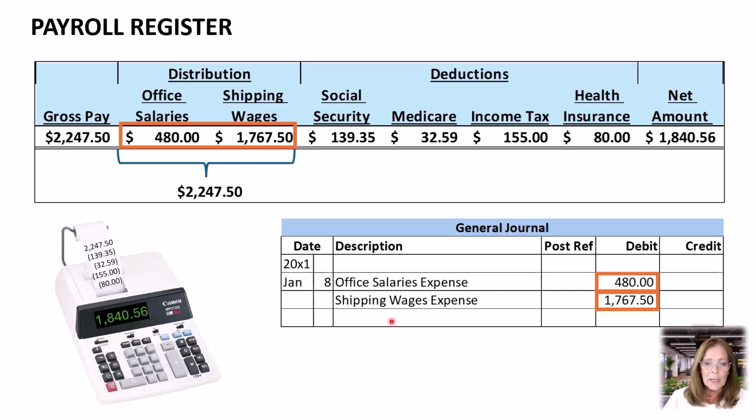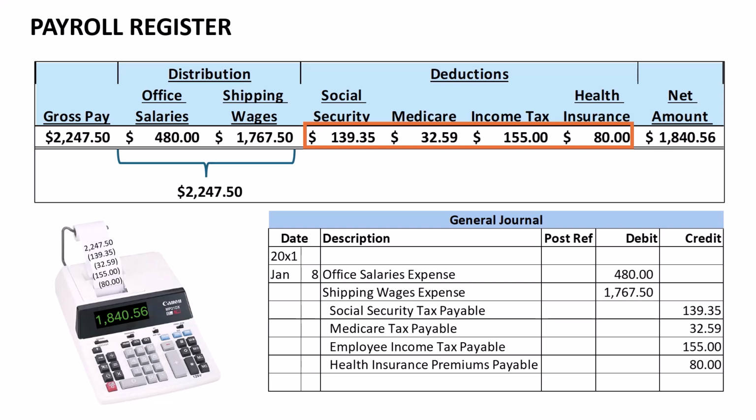On the next line, we enter shipping wages expense in the description column and $1,767.50 into the debit column. Now we're ready to enter the deductions from the payroll register as liabilities, meaning credits on the payroll journal entry. Remember that SB Express's liabilities increased and liabilities increase with credits.